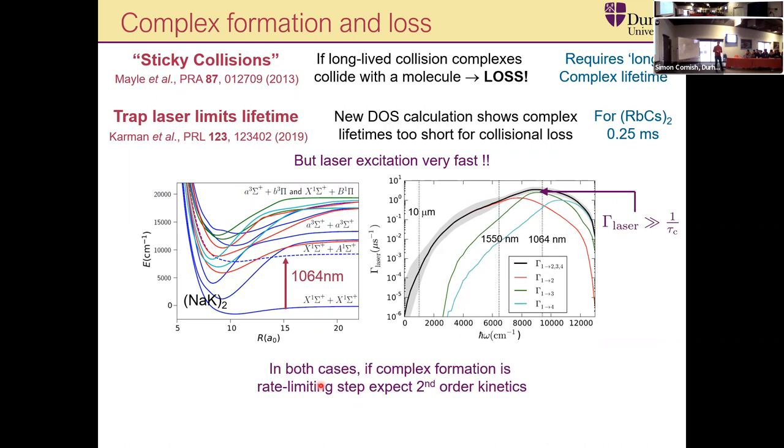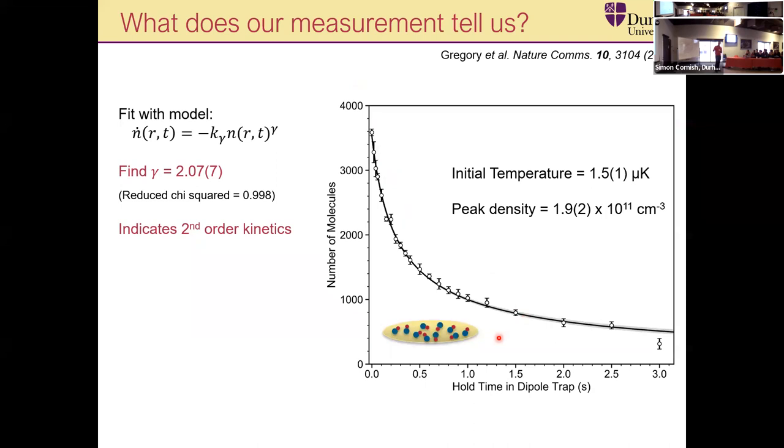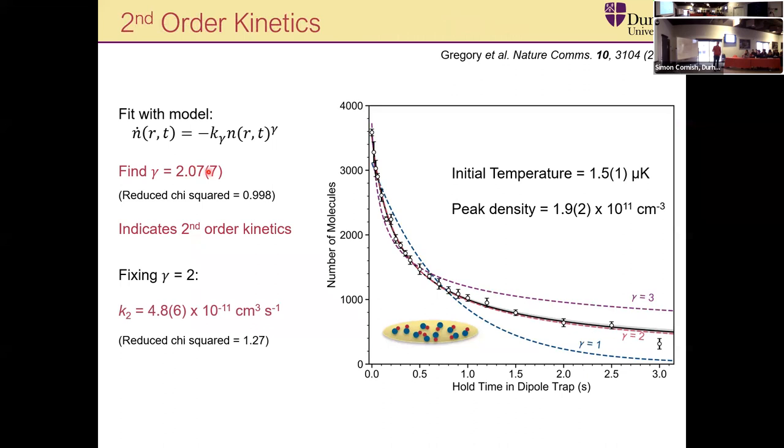So we can analyze the loss that we took, and we fit this allowing a power law in the density, and sure enough, it looks like a two-body process. In fact, we can show that by putting on one-body decay or three-body decay. And really, our decay looks two-body in character. So this is really a process that involves two molecules.